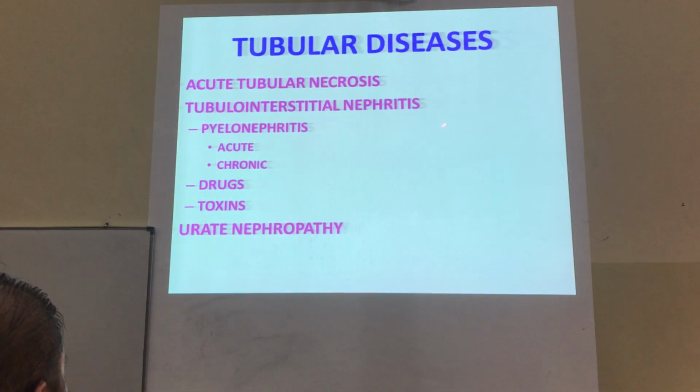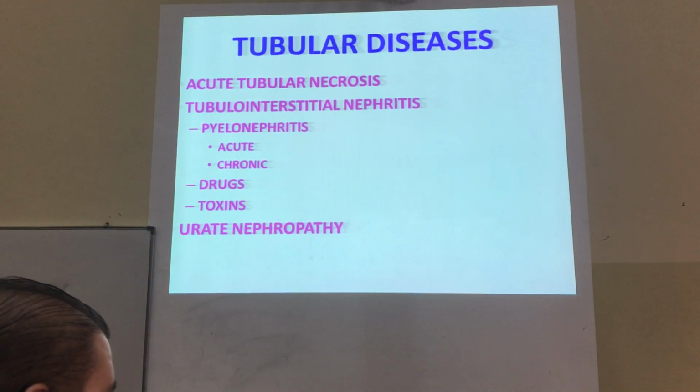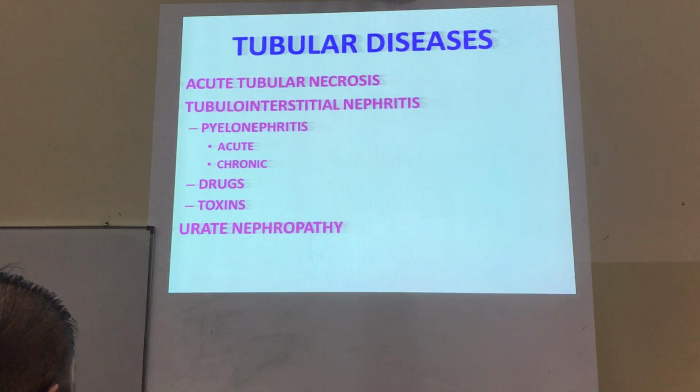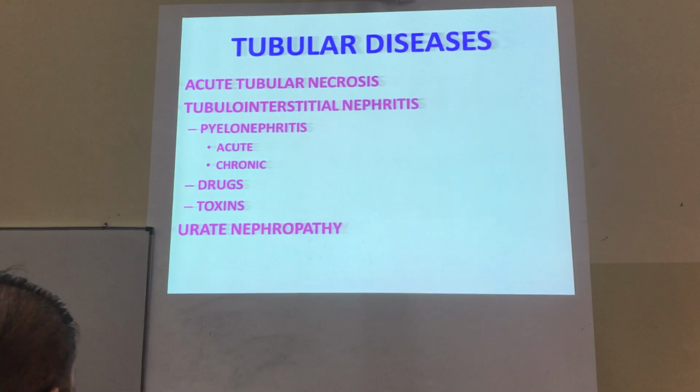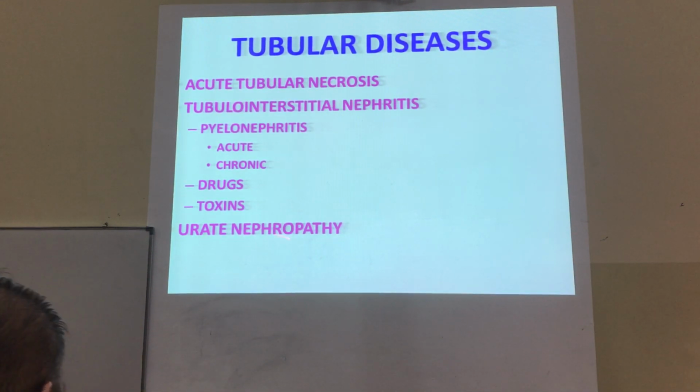So tubulointerstitial nephritis includes pyelonephritis, which could be acute or chronic, inflammation of the pelvis of the kidney. It's mainly part of that. Then there are some drugs, which in pharmacology maybe you have gone through a little bit, which can have side effects on the tubules and can damage the tubules. Then the toxins, in forensic medicine you will get an introduction, how toxins can damage the kidney.